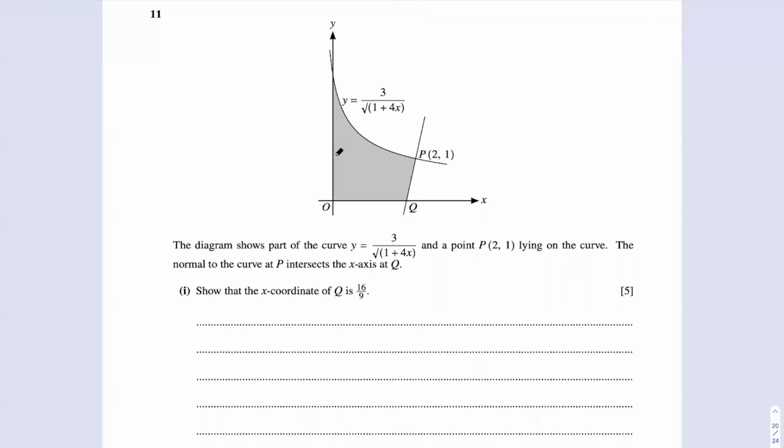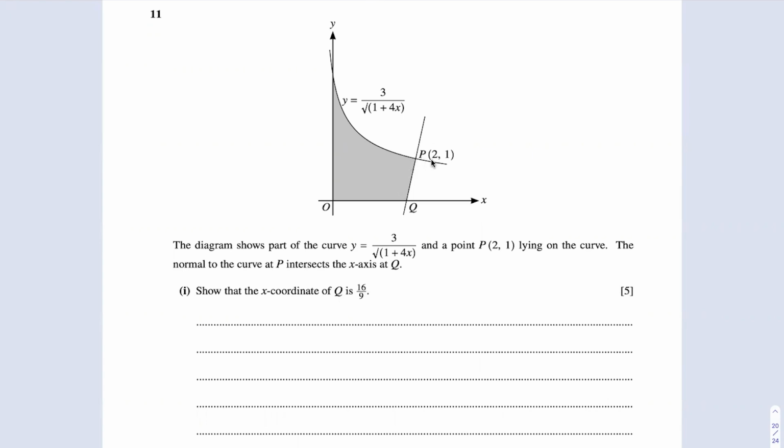In question 11, the diagram shows a part of the curve and a point P that lies on the curve. The normal to the curve intersects the x-axis at Q. So in the first part, we have to find the x-coordinate of Q as 16 upon 9. To find the x-coordinate of Q, we need the equation of the normal.